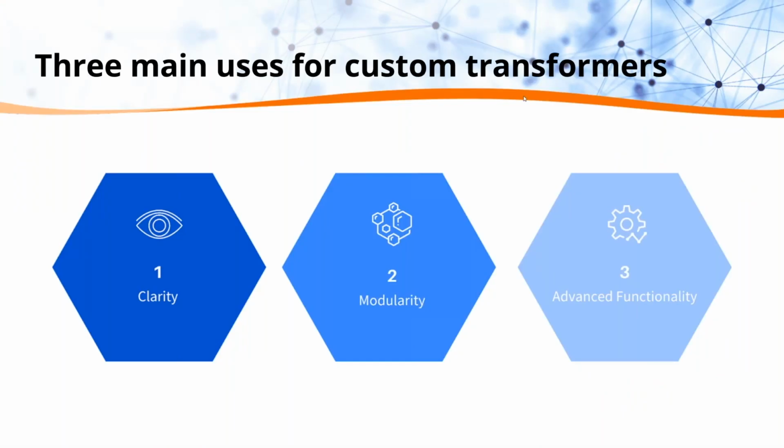So the three main uses for a custom transformer, what are they? Well, clarity is really making sure your translations are clean and tidy, and that's what I'll cover first of all. Modularity means being able to reuse them, and Sanai is going to cover that. She's also going to cover the advanced functionality, which will be things like loops and web APIs, which really are a lot easier sometimes to use a custom transformer for.